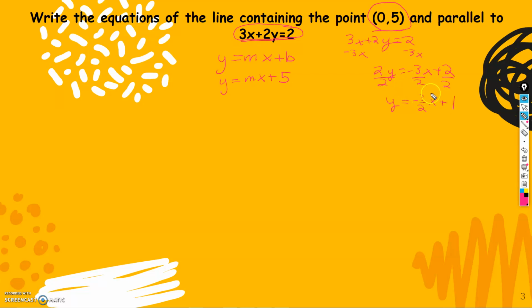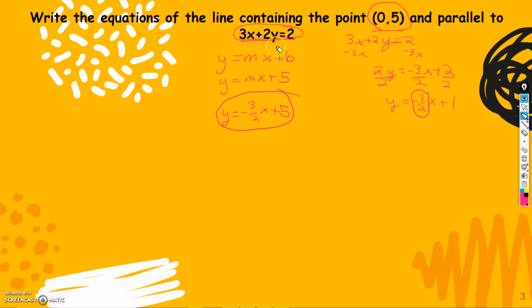So our line is parallel to this line, so the thing we want to pick out is the slope. Alright, so our line has a slope of -3 halves and a y-intercept of 5. So our equation is going to be y equals -3 halves x plus 5. Because again, we want to be parallel to this line here.